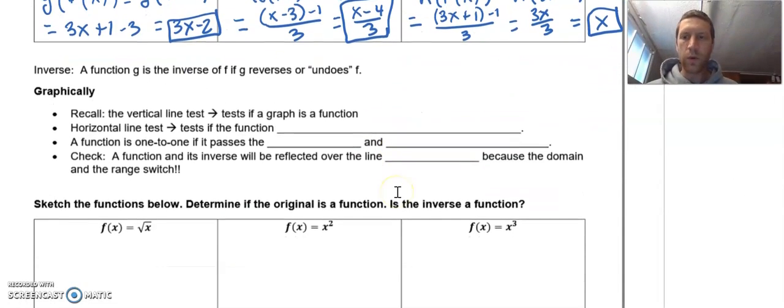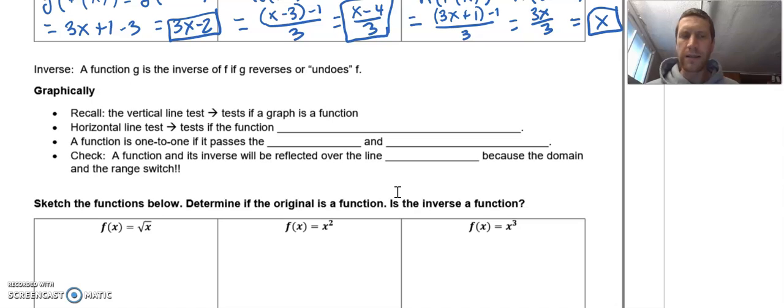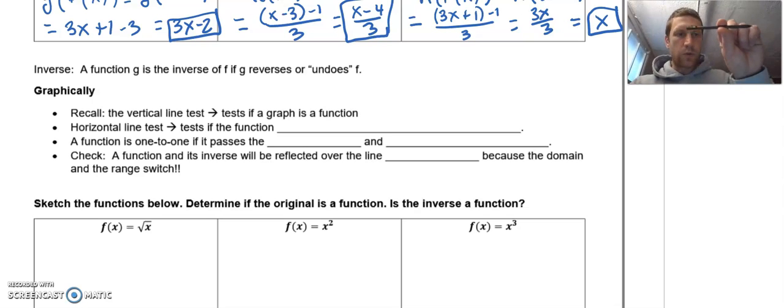So let's talk real quick. Remember, the vertical line test is how we check to see if a graph was a function, right, or if an equation was a function. We can do the horizontal line test, which works the same way, except you hold horizontal and you just move up and down. That's going to determine if a graph's inverse is a function.